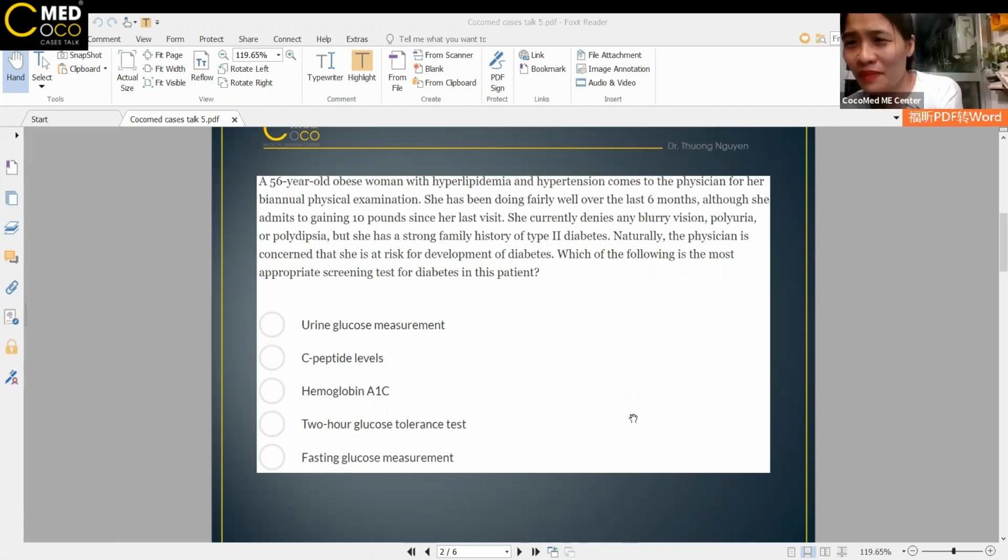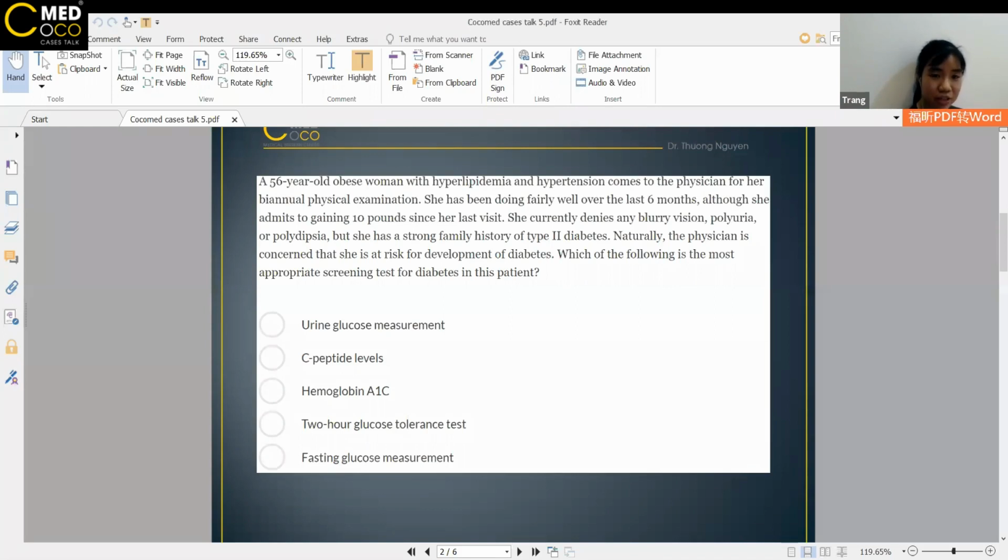So how about the C-peptide? Why don't you choose C-peptide levels? Because C-peptide levels are a way to distinguish between type 1 diabetes and type 2 diabetes. So it's not necessary. Really? Are you sure?